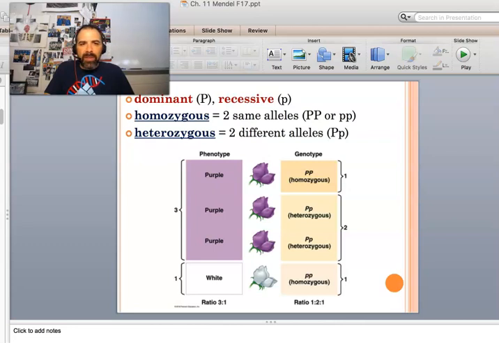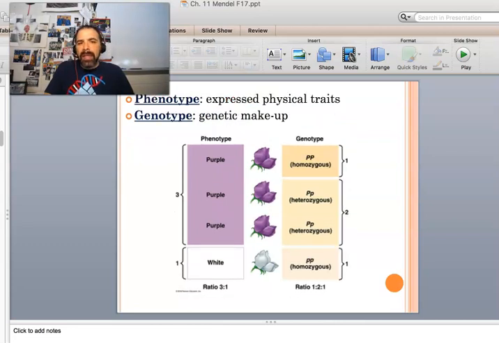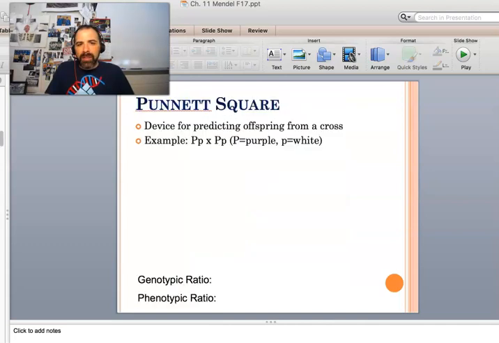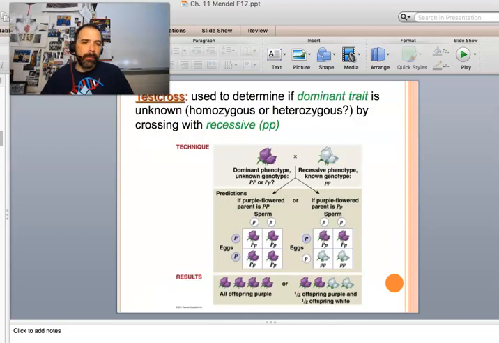I don't think I need to go over this, so you can pause this if you're not familiar. Again, phenotype, genotype, this is all review, so if you're not sure, you can pause it. Punnett squares, we did these in class, so feel free to do that Punnett square on your own and check it with me. But if you're crossing two heterozygous, you're probably going to get a 3 to 1 ratio. Three purple to one white, in terms of the phenotype.